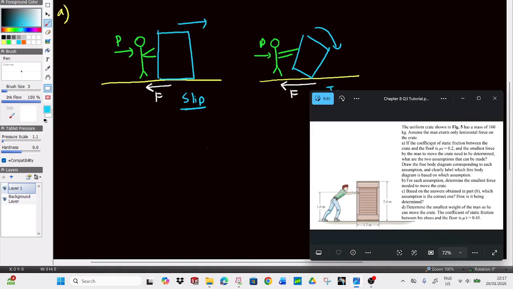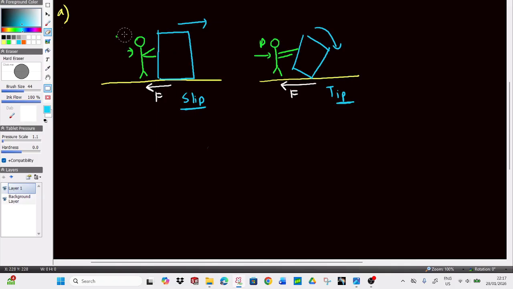Moving to part B. Part A already explained it. Draw the free body diagram corresponding to each assumption, clearly labeling which free body diagram is based on each assumption. So this is a free body diagram we drew, by the way. Of course, when you draw the actual free body diagram, please don't include the guy in it, okay? Let me draw it more appropriately actually.